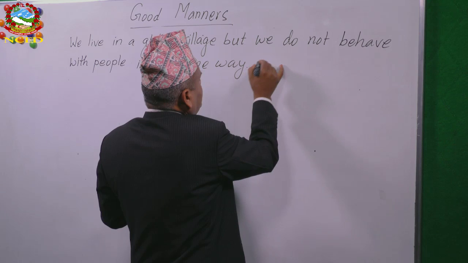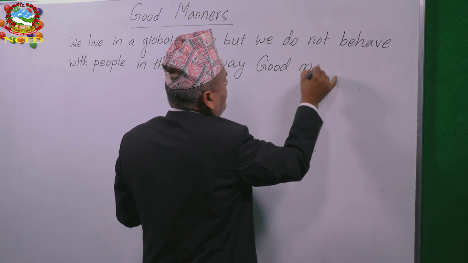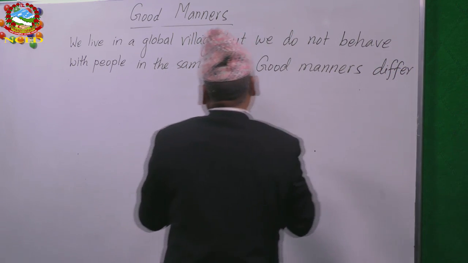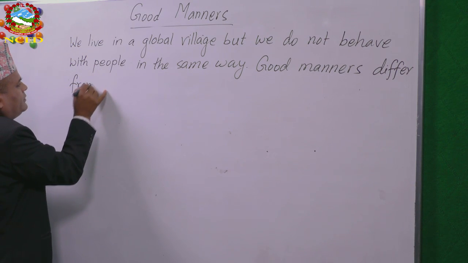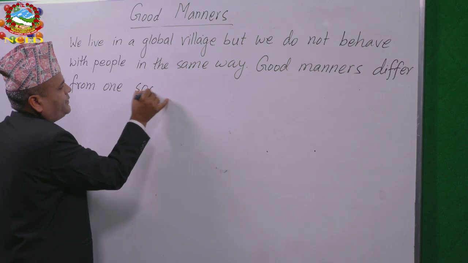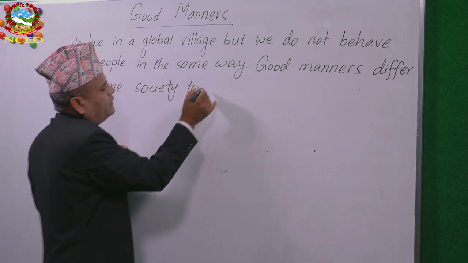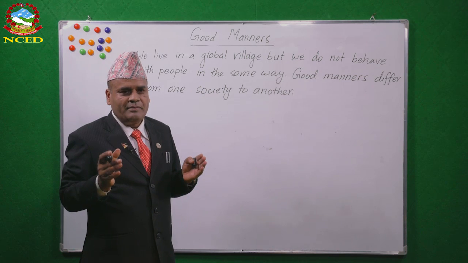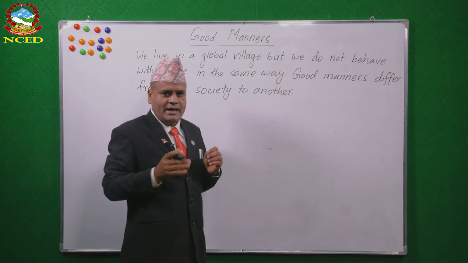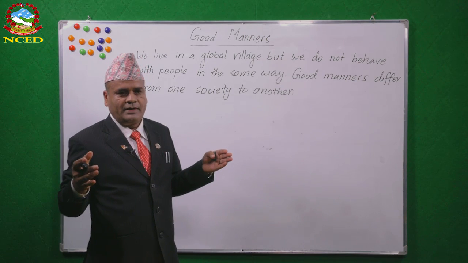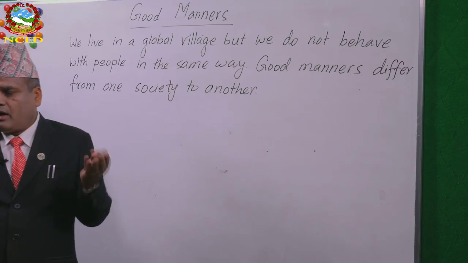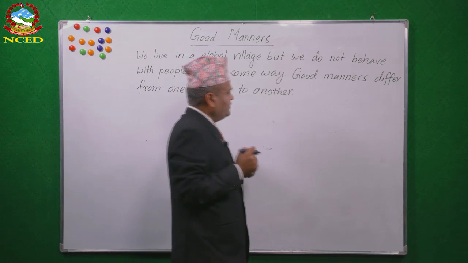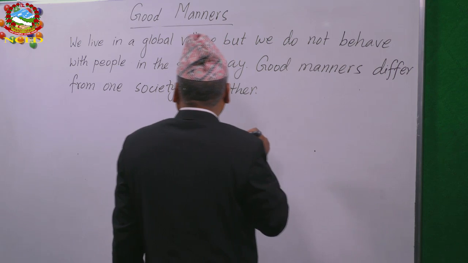So good manners differ from one society to another, right? Now, we are going to write the differences in good manners, right? In the main part or in the body part of the essay, as I mentioned earlier, we are going to write the description, because good manners are not the same all over the world, okay? They are different, society to society, okay?